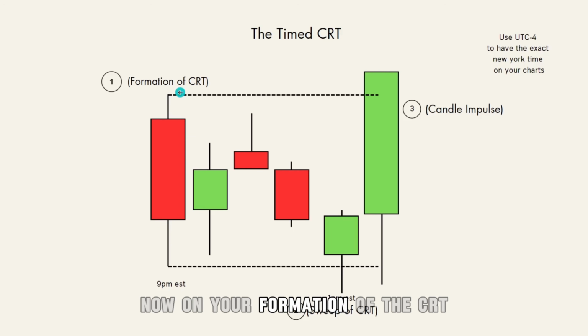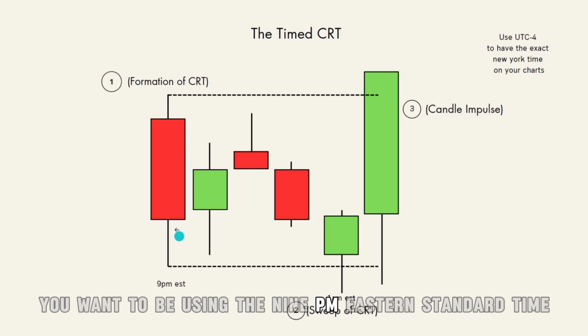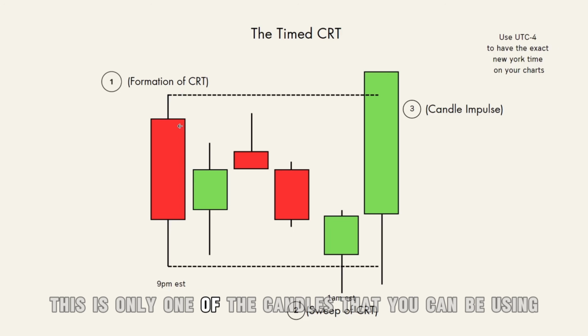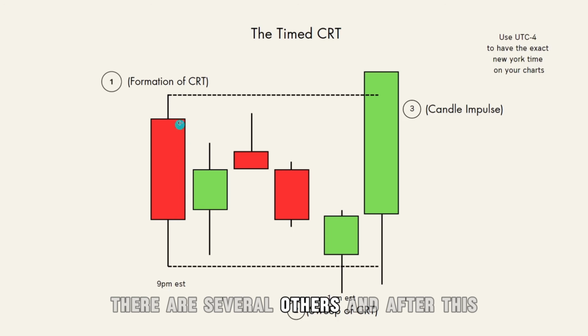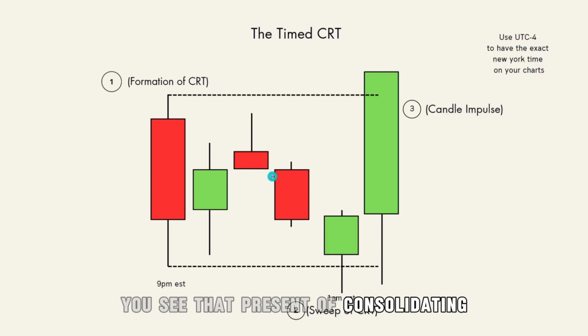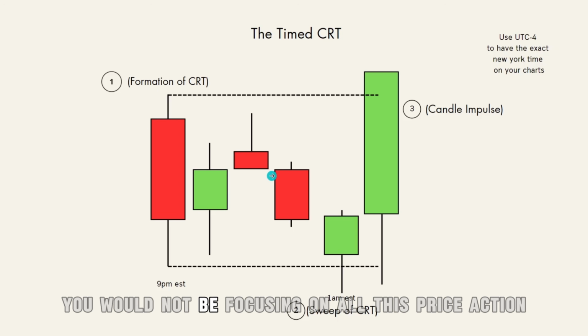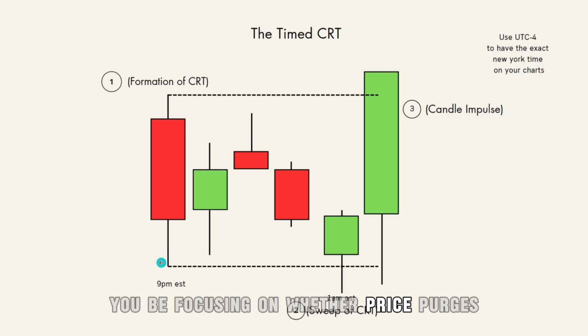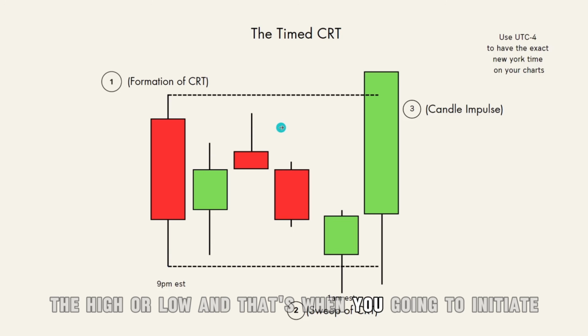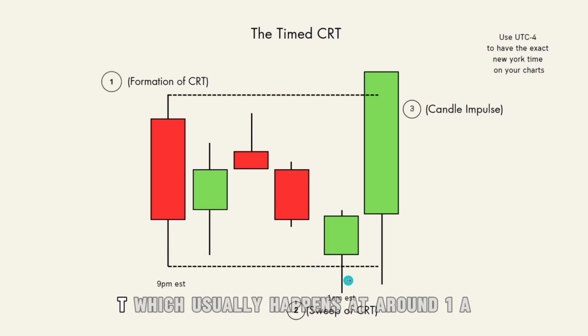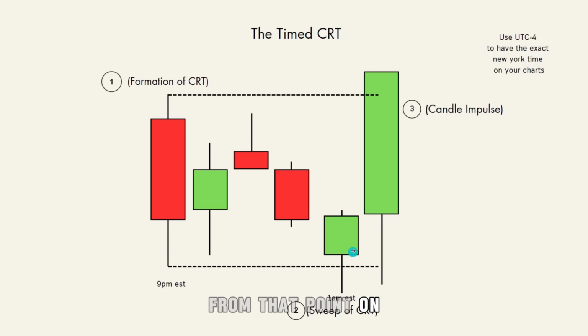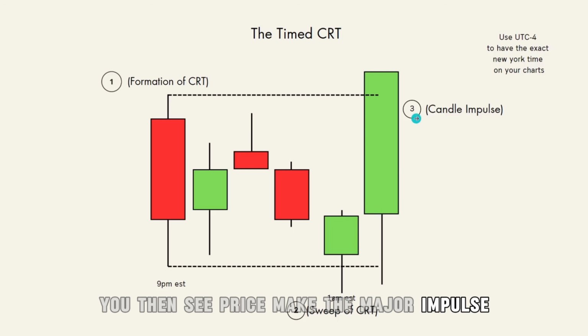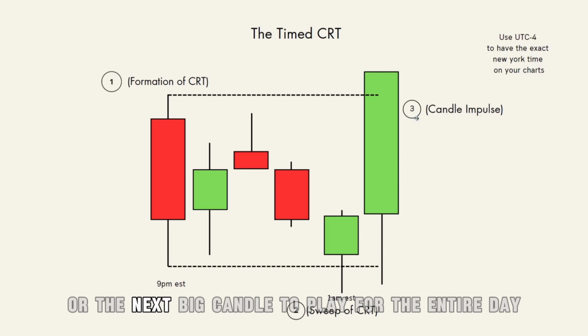Now, on your formation of the CRT, you want to be using the 9 p.m. Eastern Standard Time. This is only one of the candles that you can be using. There are several others. And after this, you'll see that price ends up consolidating. You would not be focusing on all this price action. You'll be focusing on whether price purges the high or low. And that's when you're going to initiate the sweep of the CRT, which usually happens at around 1 a.m. Eastern Standard Time. From that point on, you'll then see price make the major impulse, the major move or the next big candle to play for the entire day.